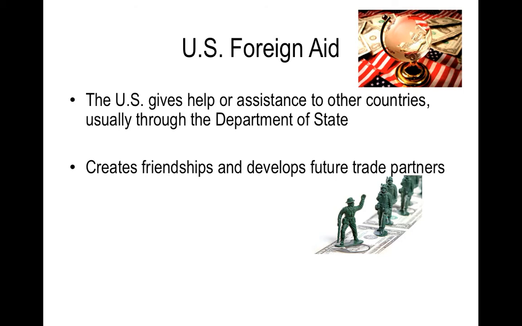creates the foundation of a relationship of the United States to other countries, so that if the United States needs to call on that relationship for future trade or for future help with a treaty or whatever, they're there to help us out. Now, there are 3 forms of foreign aid.